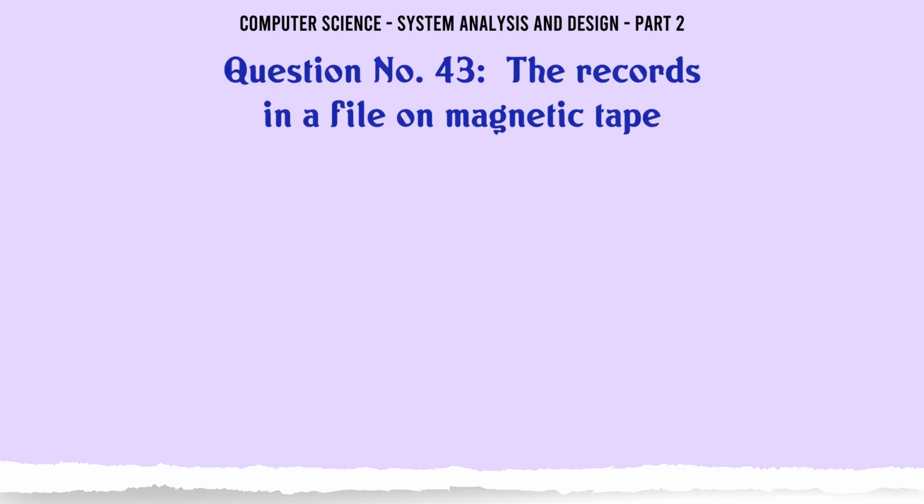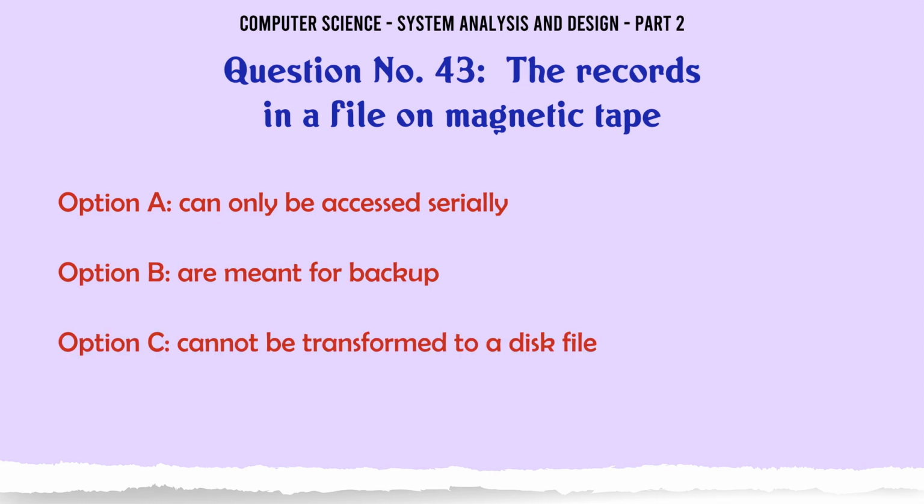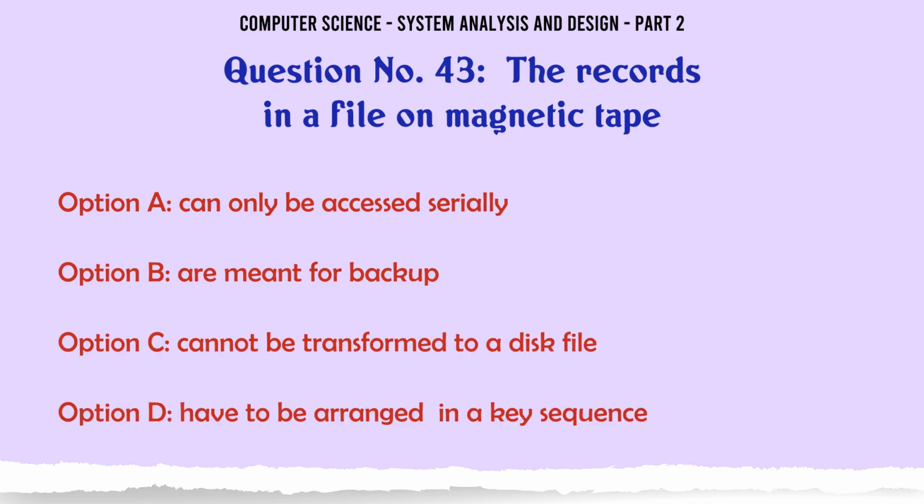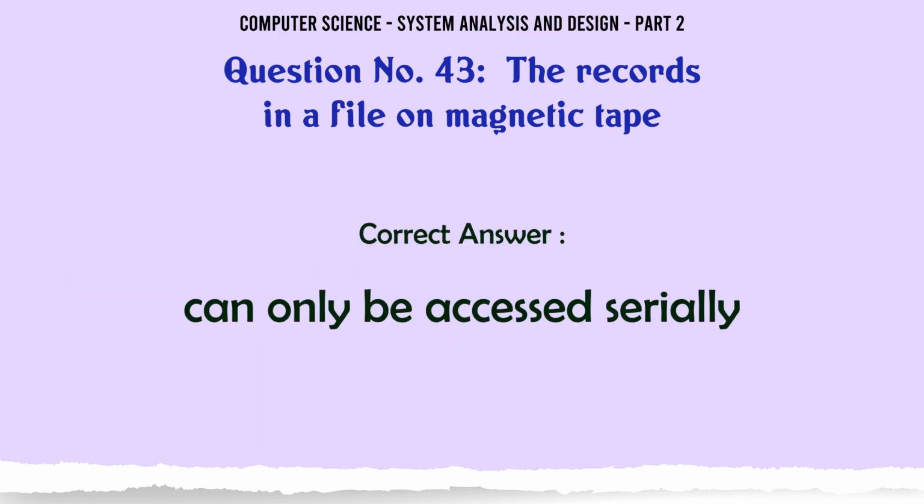The records in a file on magnetic tape A. Can only be accessed serially. B. Are meant for backup. C. Cannot be transferred to a disk file. D. Have to be arranged in a key sequence. The correct answer is can only be accessed serially.